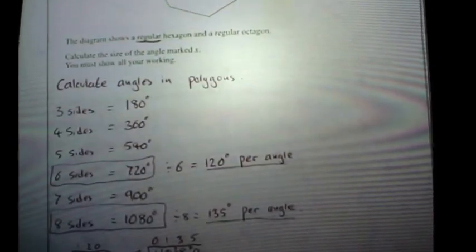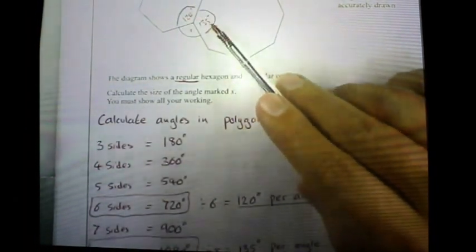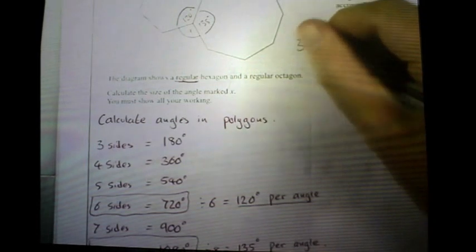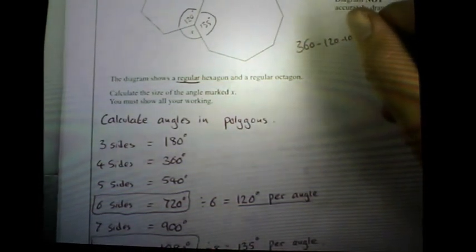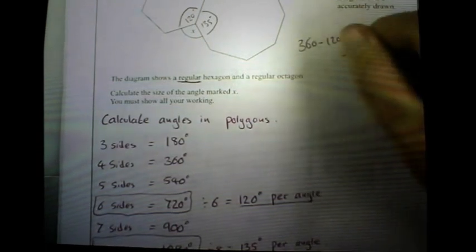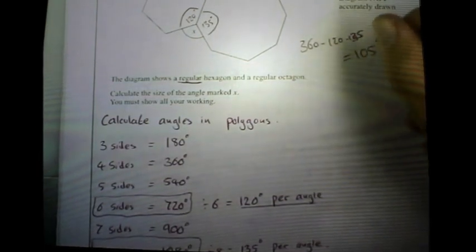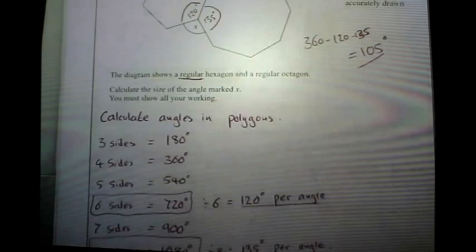Please remember there's 360 degrees in a full turn. So you need to do 360, take away that, so you do it here. 360, take 120, take 105, take 135, and that equals 105 degrees. And that is your missing angle, 105. Next one, question 14.